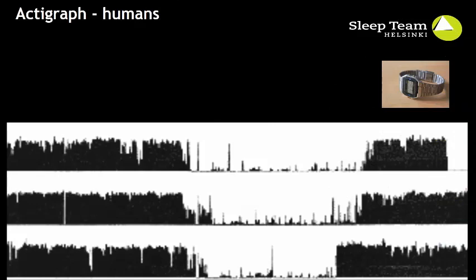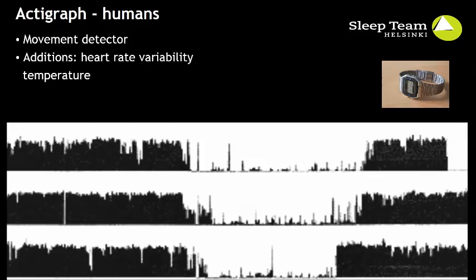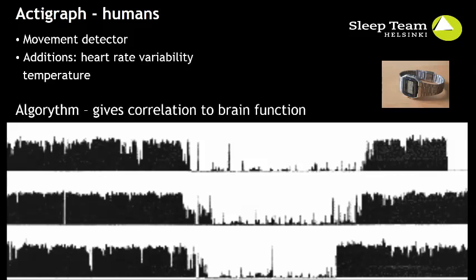Actigraph is a movement detector that records acceleration. Basically, it only tells whether the limb where it's attached to is moving or not. An algorithm then counts, making assumptions from the degree of immobility, how much sleep is in the record. The movement algorithm is often assisted by data from temperature, heart rate, and illumination measurements from detectors that have been attached to the movement detector.